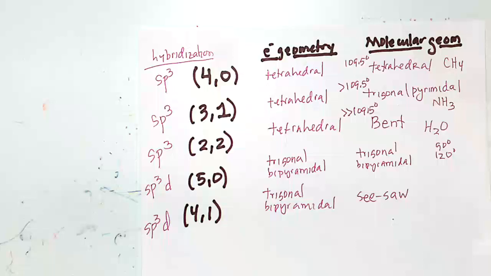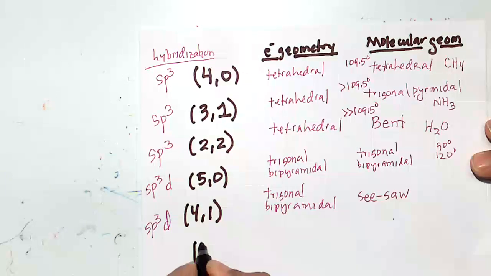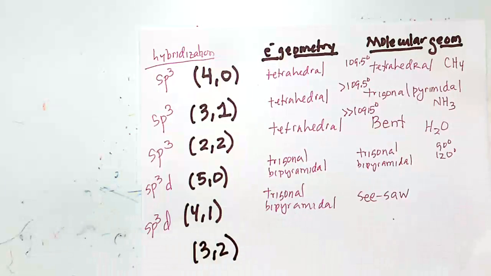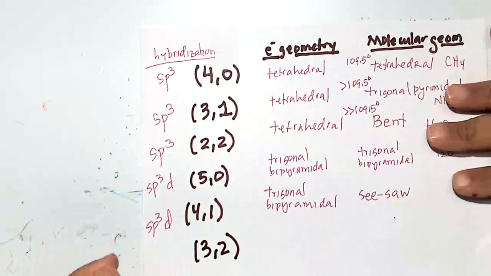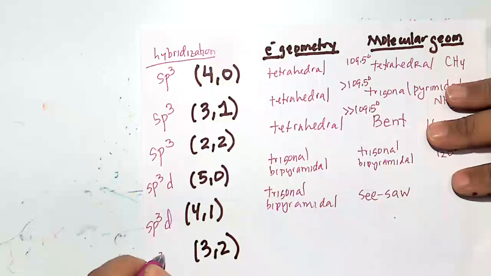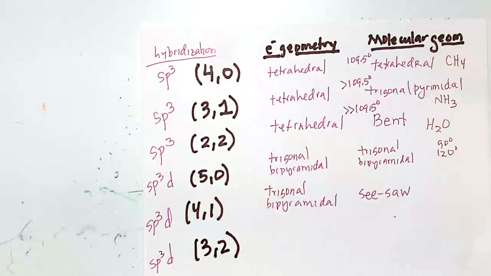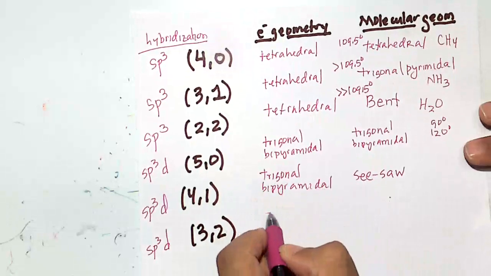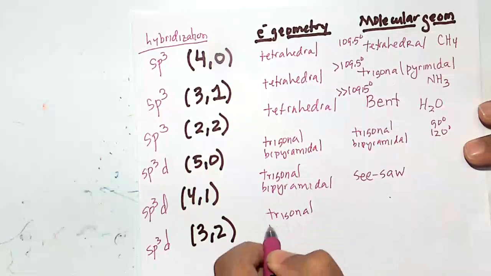All right, let's take out one more. All right, now we have how many bonds and how many lone pairs? 3 bonds and 2 lone pairs. Okay, what hybridization is this? You should know this, Gerardo. It's going to be the same, sp3d. And this is still going to be trigonal bipyramidal.